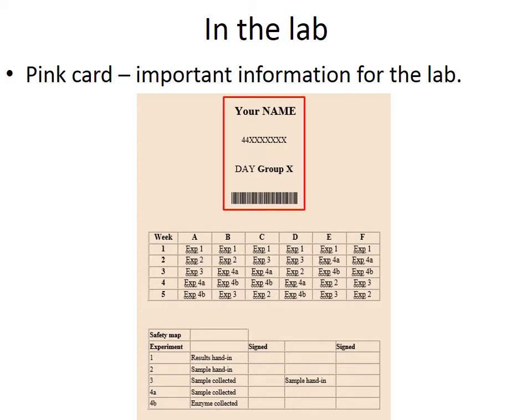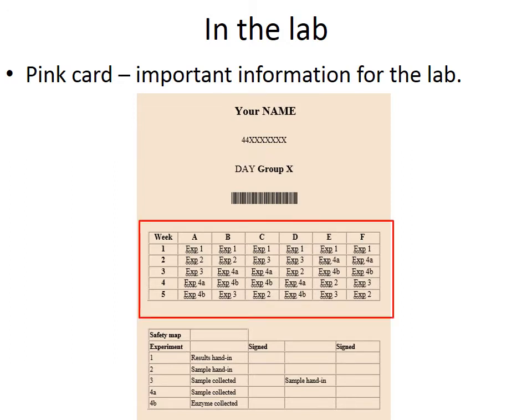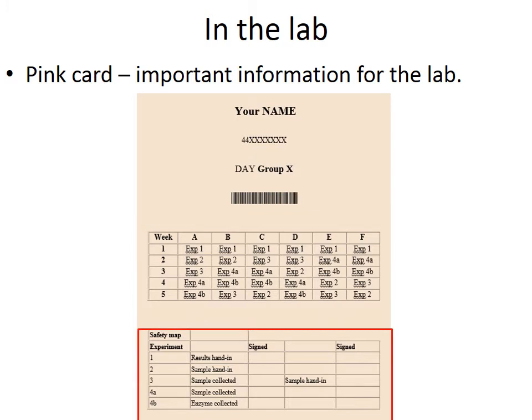This card will show your personal details and will also include a barcode encoding your student number. The group and the lab day will also be shown on your pink card. The card will show the order in which you will complete the experiments, and it also contains spots for sample collection or hand-in. If you go up to the service room counter to collect a sample or to hand in a sample, you must take your pink card with you.